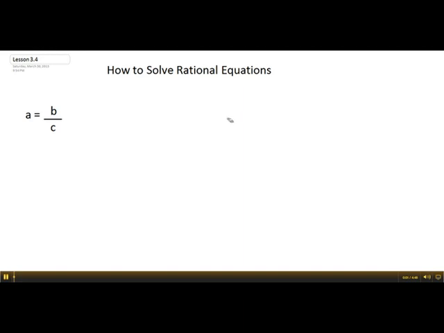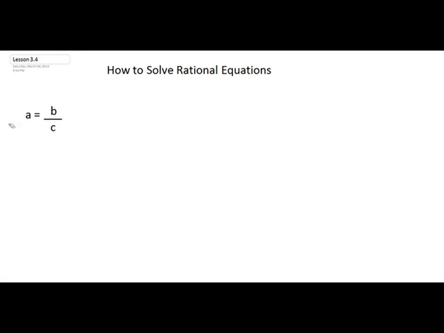Hi students, and we're going to take a look at how to solve rational equations. A rational equation is simply any equation that has what we call a rational expression in it, where we have one unknown over another, or anything involving one entire side being a fraction or a rational value. So let's take a look here.